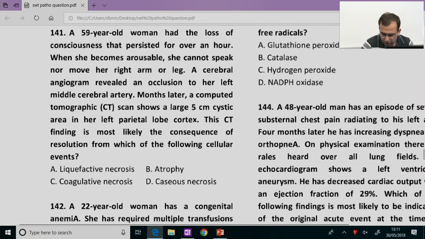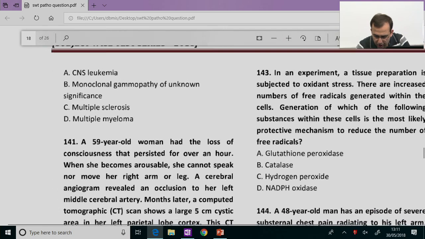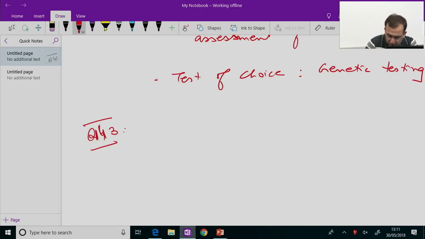Let us have a look at the question. In an experiment, a tissue preparation is subjected to oxygen stress, increased free radicals. The most likely protective mechanism to reduce the free radicals is glutathione peroxidase. I guess nothing to explain in this. Question 143, the answer is A, that is glutathione peroxidase.